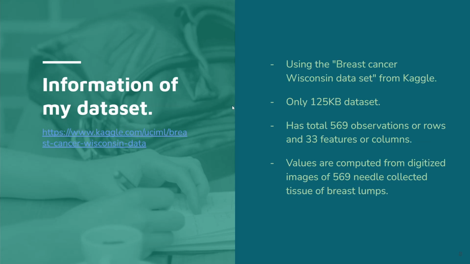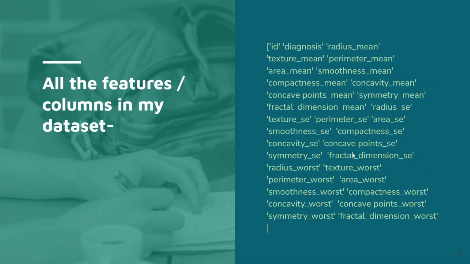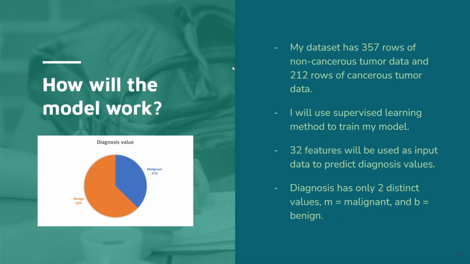In this project, I am using the Breast Cancer Wisconsin dataset from Kaggle to create a machine learning model. My dataset has 569 rows of data in 33 features. Here, all the values are computed from digitized images of needle-collected tissues of breast mass. Here I have all the features listed in my dataset, in total 33 columns. In my dataset, I have 357 rows of non-cancerous tumor data and 212 rows of cancerous tumor data.